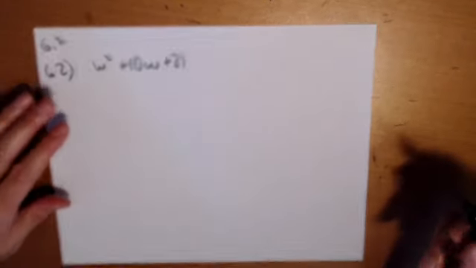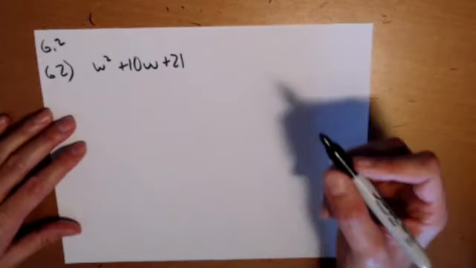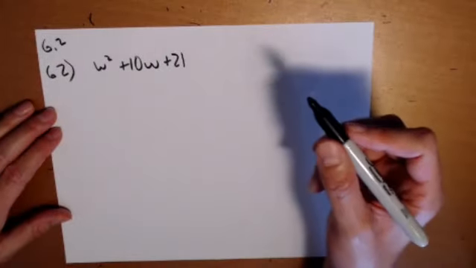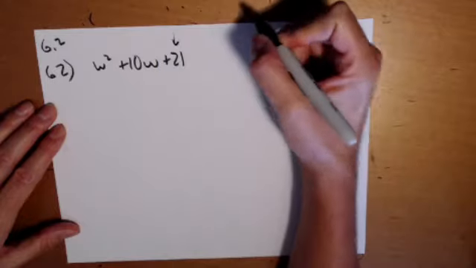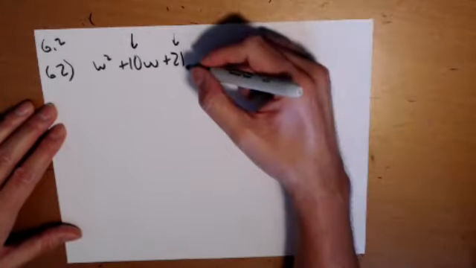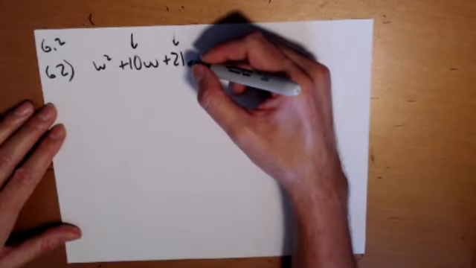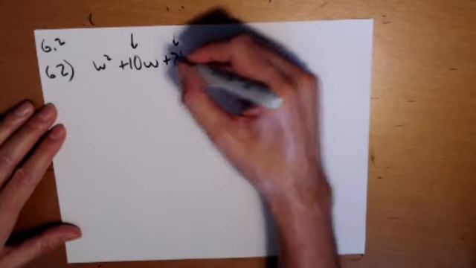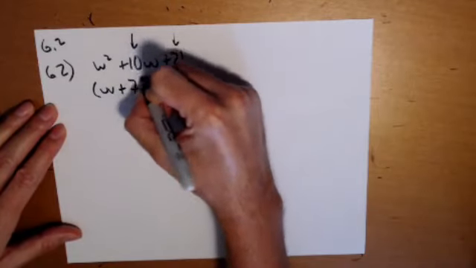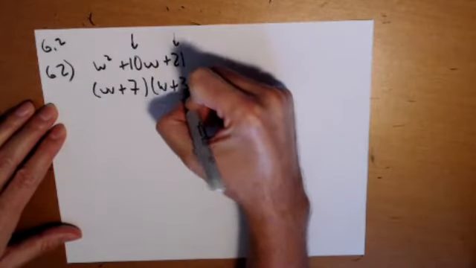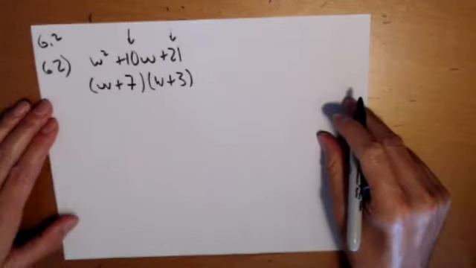So here's the game. You're just trying to figure out, let's go back in time. Well, let's just do the answer really quickly. What times what is 21, but adds up to 10? Okay, so what times what is 21? 1 times 21 and 3 times 7. Oh, 3 and 7 add up to 10. So this thing would factor as W plus 7, W plus 3. That's the game. But let's just double check.